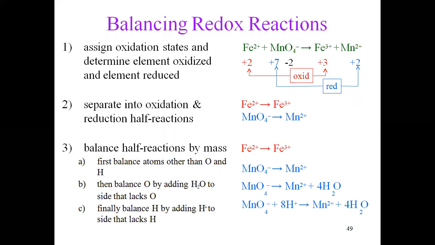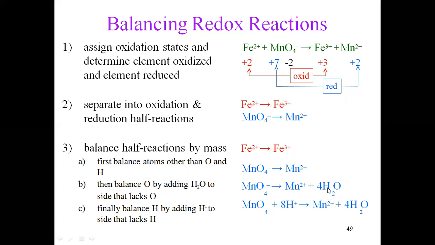Now let's see the balancing. First balance the atoms other than oxygen and hydrogen. You have to balance the other elements in that reaction. Then you can see MnO4- gives Mn2+. I have balanced that. Now balance oxygen by adding H2O where oxygen is lacking.